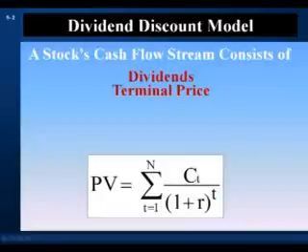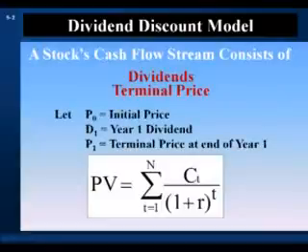In discounted cash flow valuation, we would discount the stock's cash flows. The cash flow stream for a common stock consists of cash dividends and the terminal price of the stock that the investor receives when the stock is sold at the end of the investor's investment period. Let's let P0 equal the initial price, D1 the year 1 dividend, P1 the terminal price at the end of year 1.